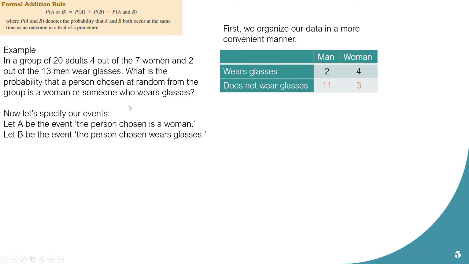Now we look for some events. Of course, the event A will be the person chosen is a woman, and the event B will be the person chosen wears glasses. So what we need to do now is find this probability. So the probability of A or B, note union, the probability of A or B is the probability of A plus the probability of B minus the probability of A and B.